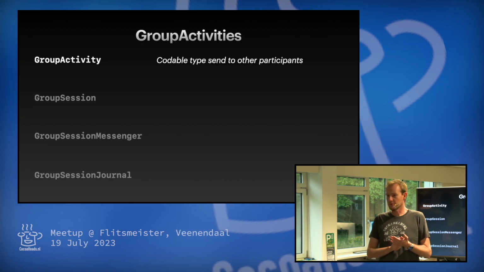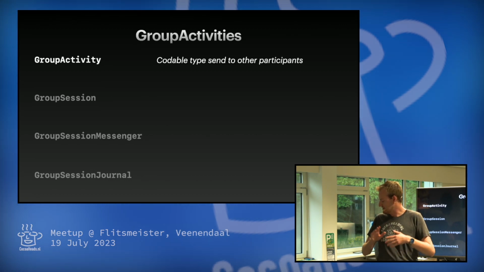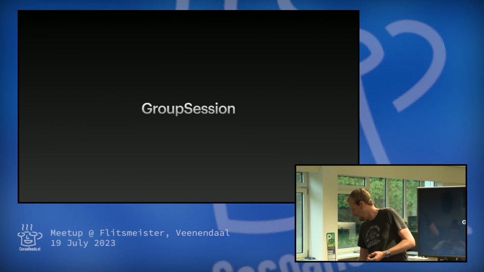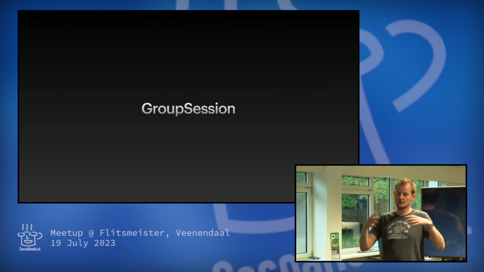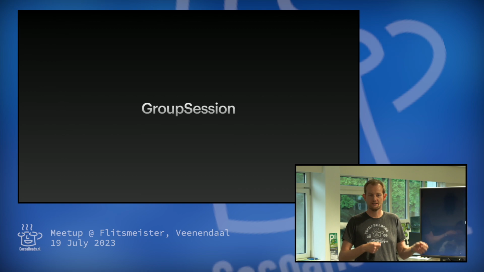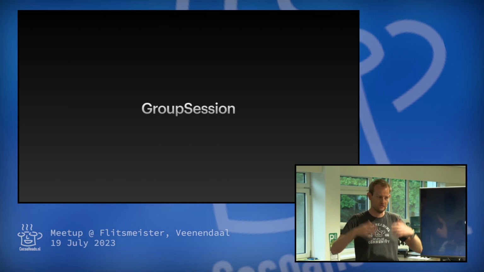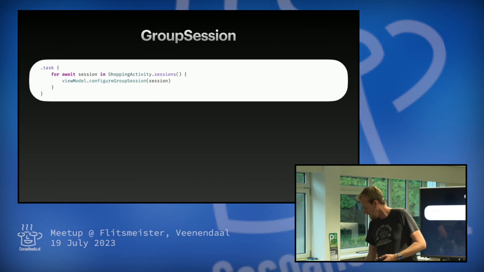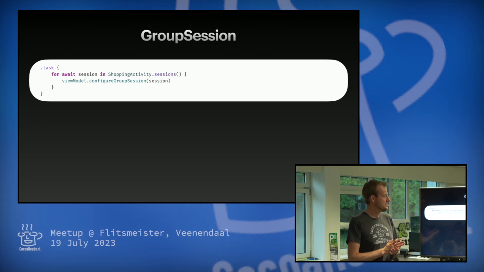So that's the first part, group activity. It's a codable type to send to other participants. The second part, the group session, this is really the part where the people come together, where you have a session as a state that has started and it has a list of participants, which grows and shrinks depending on how many participants exist. And one interesting aspect here is that the session is not something that you create. You need to wait to get a session from the system.